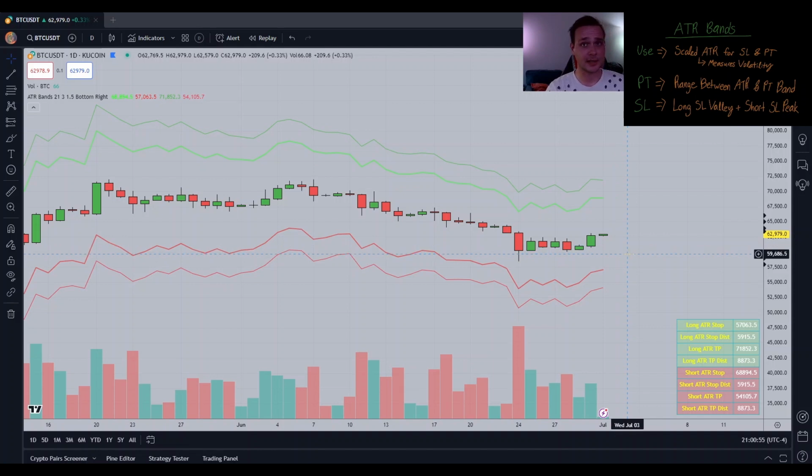And just quickly at a high level, say if we're going long right here, our stop loss is going to be the lower band right here, and then our price target is going to be somewhere within this range right here. On the other hand, if we're going to go short at the current price, this upper band right here is going to be our stop loss, and then our price target is going to be somewhere in between these two red bands right here.